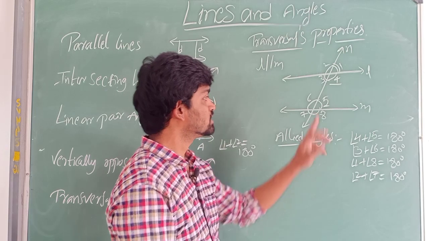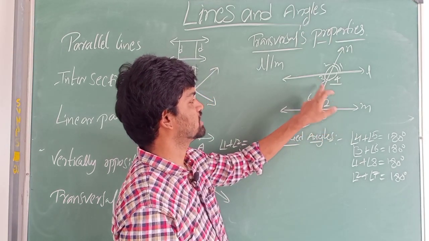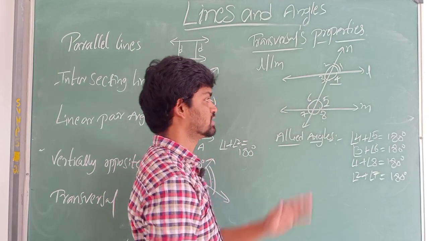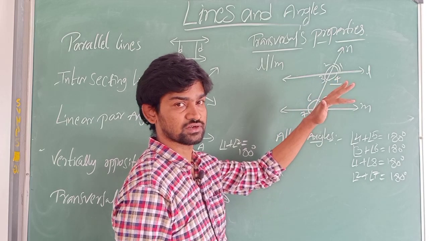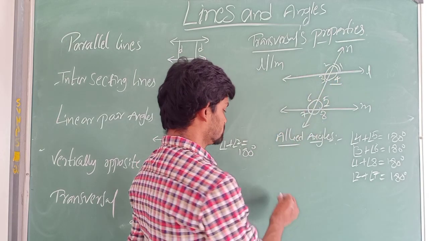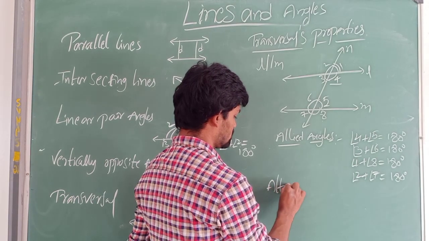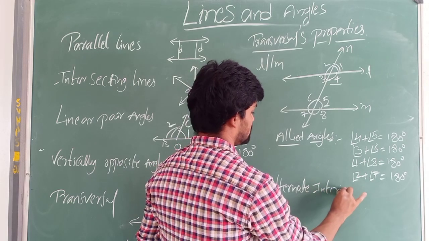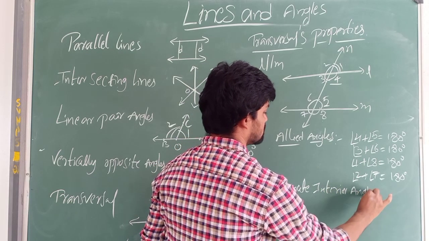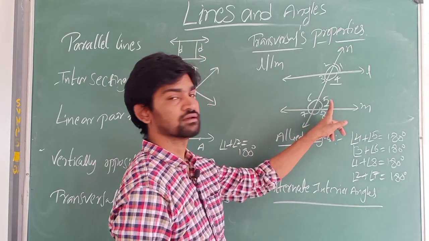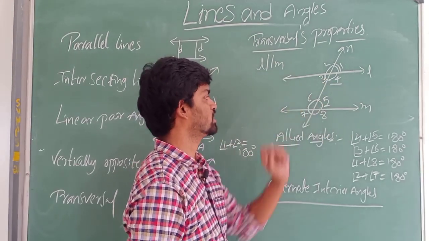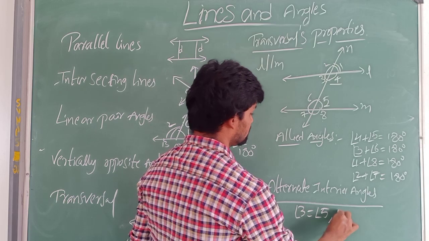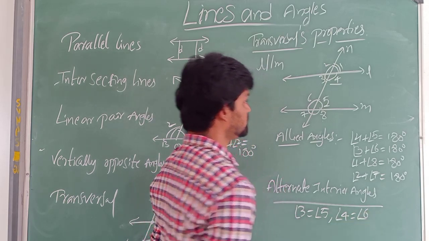Okay. Next, alternate interior angles are formed. Angle 3 and angle 5, angle 4 and angle 6 are called alternate interior angles. They lie on either side of the transversal, and they are equal in measure. So angle 3 equals angle 5, and angle 4 equals angle 6.